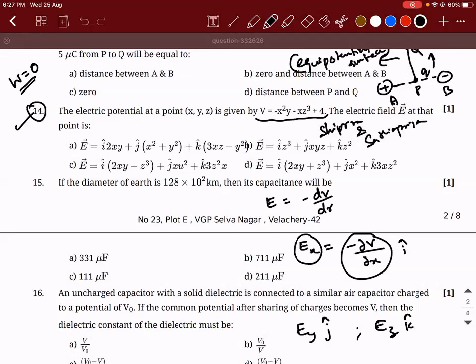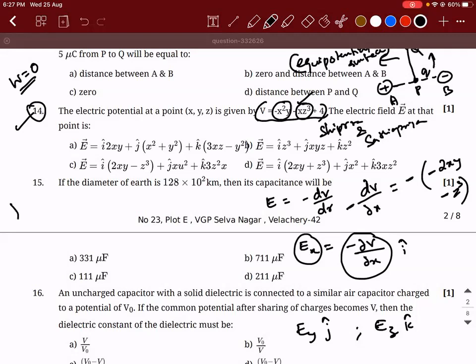So I'll tell you for Ex, you tell me what you're supposed to do for Ey and Ez. You need to differentiate this V with respect to x. So if I do dou V by dou x, anything other than x should be taken as constant, even if it is y and z. So it is minus dou V by dou x. Minus of, what is the derivative of this? Minus derivative of x square y is 2xy, because y is a constant, don't apply the product rule. Minus, what is the derivative of xz cube? It will be only z cube. Plus derivative of 4 is 0.